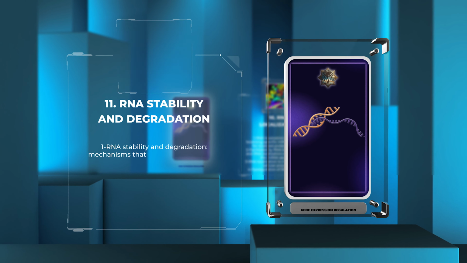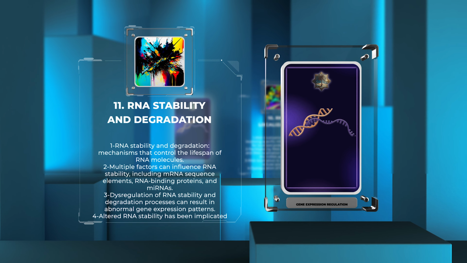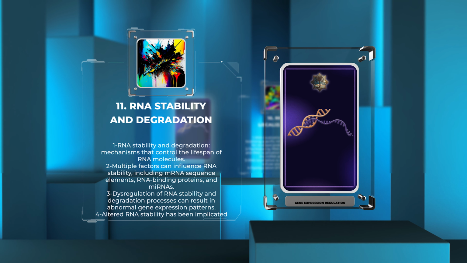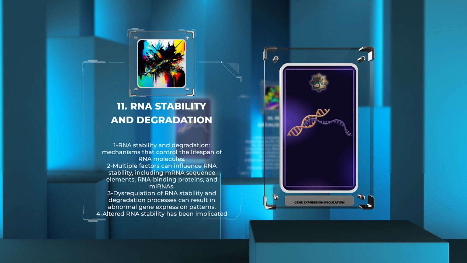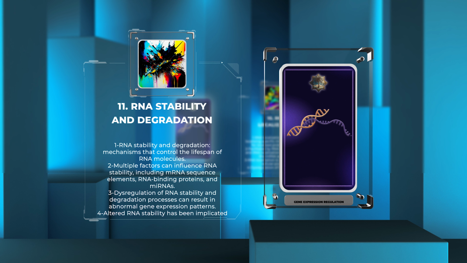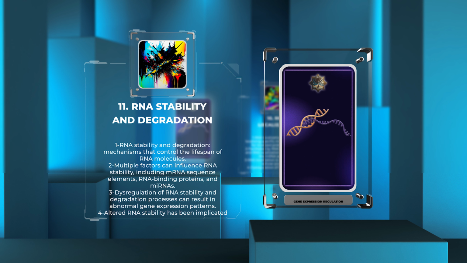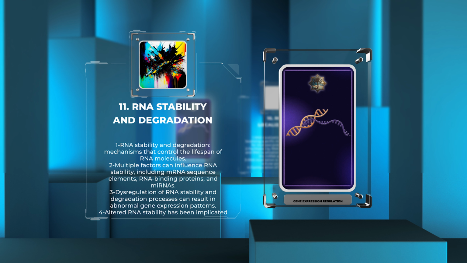RNA molecules have specific lifespans within cells and can be regulated through mechanisms that control their stability and degradation. Multiple factors, including mRNA sequence elements, RNA-binding proteins, and miRNAs, can influence the stability of RNA molecules. For example, miRNAs can bind to specific mRNA transcripts and promote their degradation or inhibit their translation. Dysregulation of RNA stability and degradation processes can result in abnormal gene expression patterns and contribute to various diseases, such as cardiovascular diseases and autoimmune disorders.